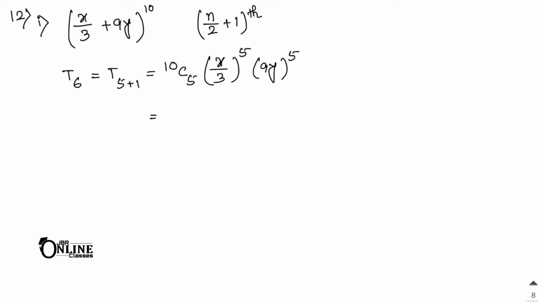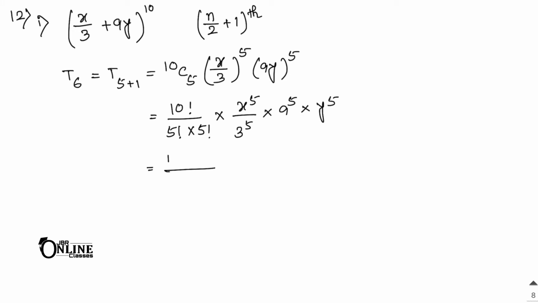Okay, now 10C5, that means 10 factorial, then 5 factorial, again 5 factorial. Here x to the power 5 and here 3 to the power 5. Then here 9 to the power 5 and then y to the power 5. Now 10 factorial means 10 into 9 into 8 into 7 into 6 into 5 factorial. Here 5 factorial means 5 into 4 into 3 into 2 into 1, and the last one will be 5 factorial.